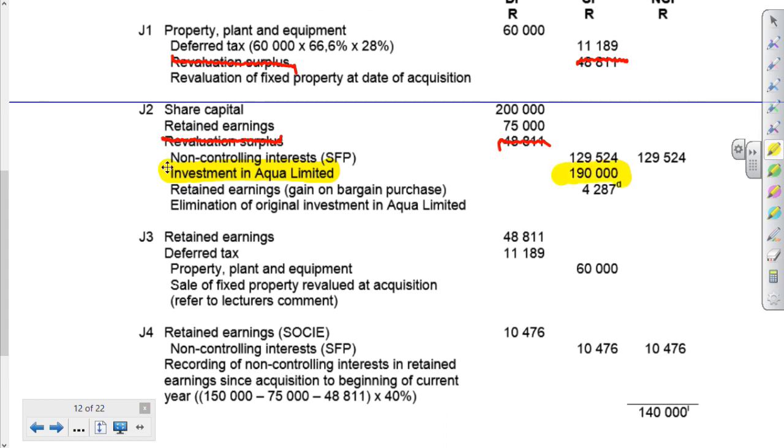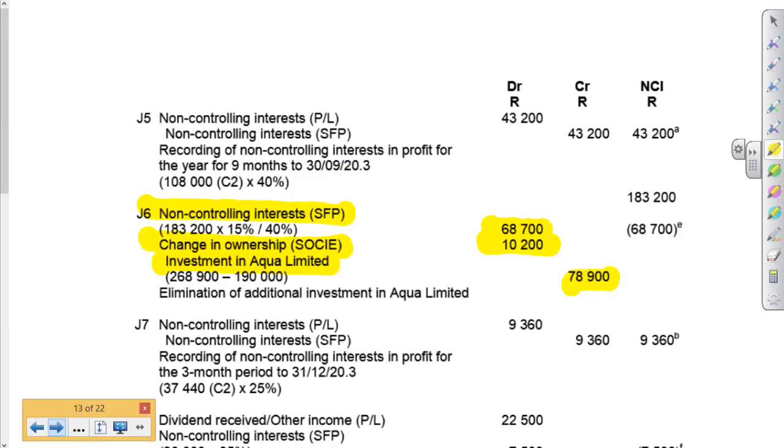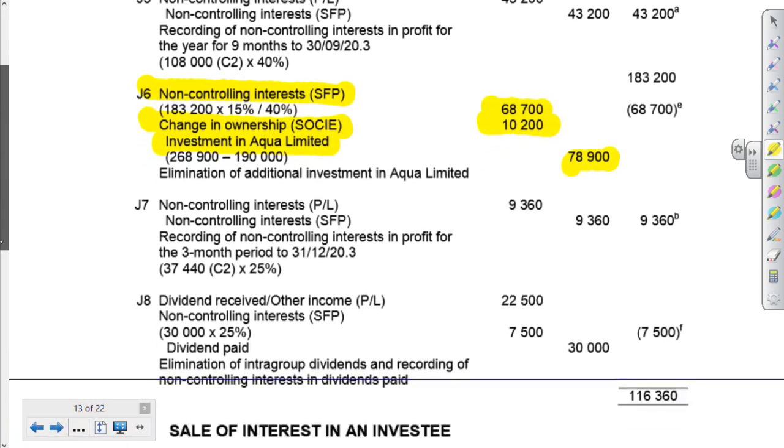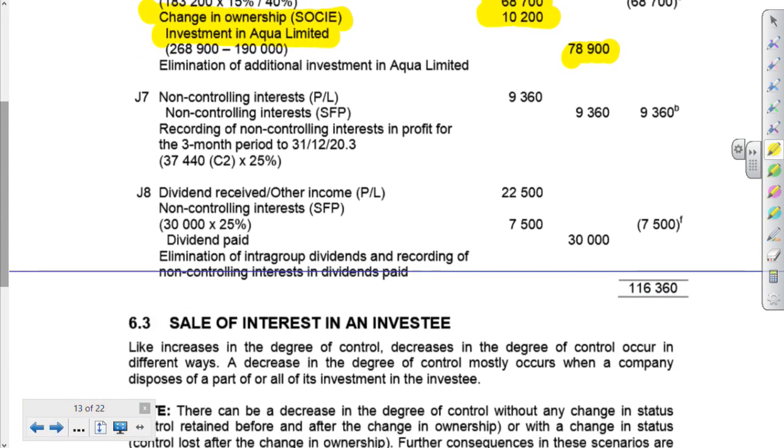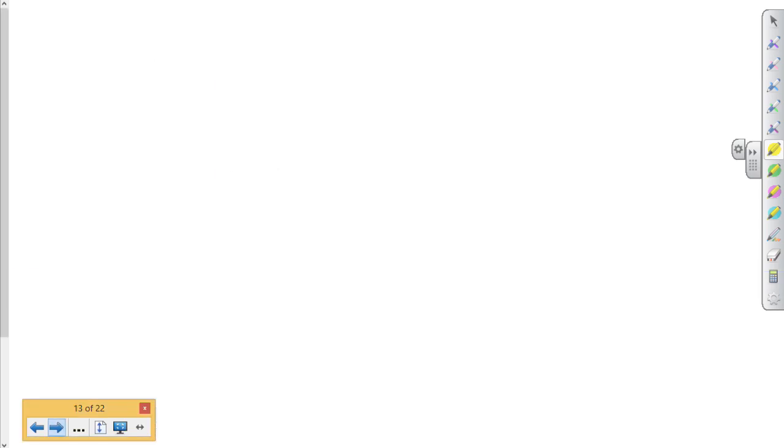If I don't do another journal to get rid of that piece, it won't disappear, isn't it? So here's the journal to get rid of that piece. It's a very simple journal, do you agree? I'm just making NCI smaller, getting rid of the rest of my investment, and then the difference is my balancing figure, which goes to statement of changes in equity. And then the rest of the journals are straightforward. The other 3 months of profit going to NCI and the dividend elimination. Yeah. So that was a pretty straightforward one.